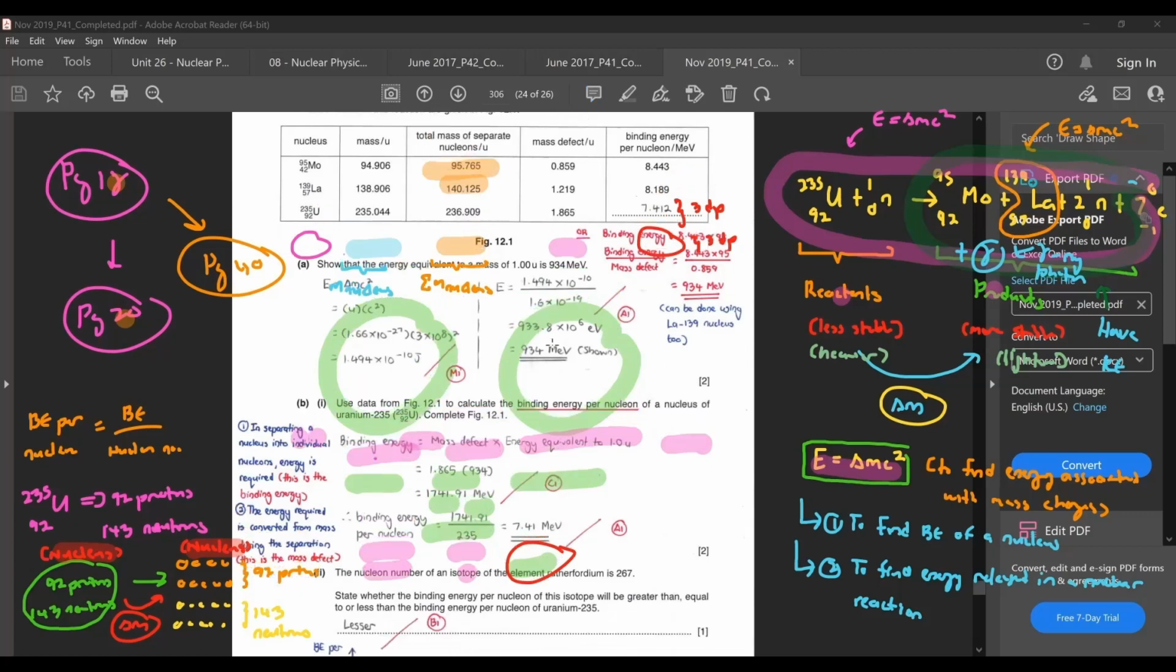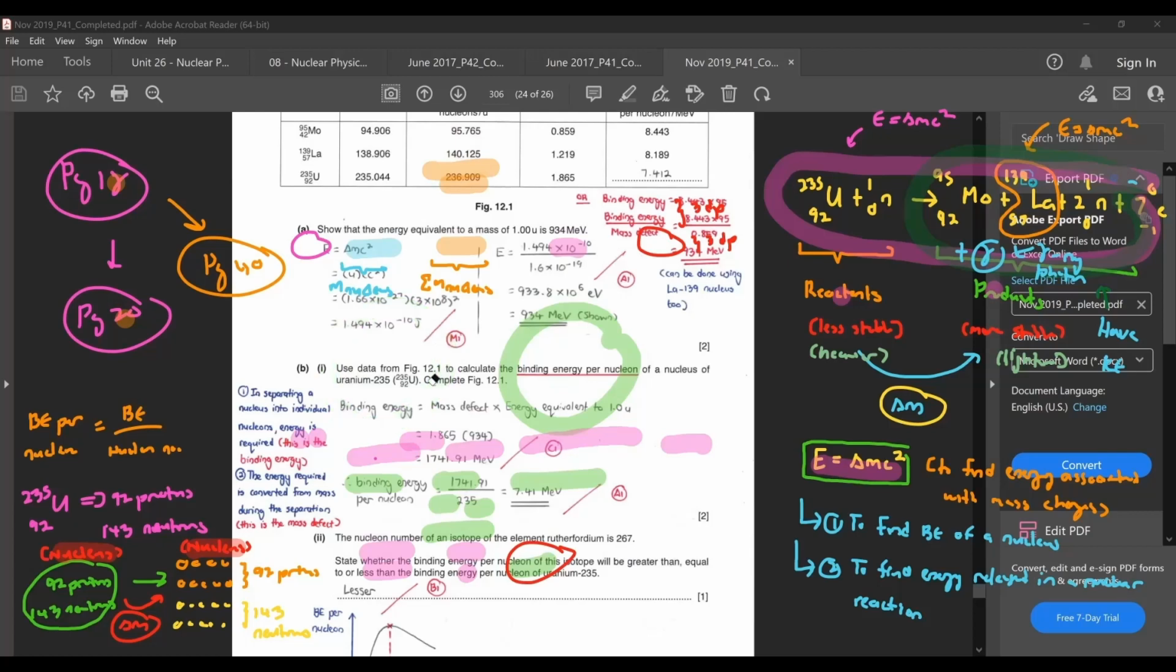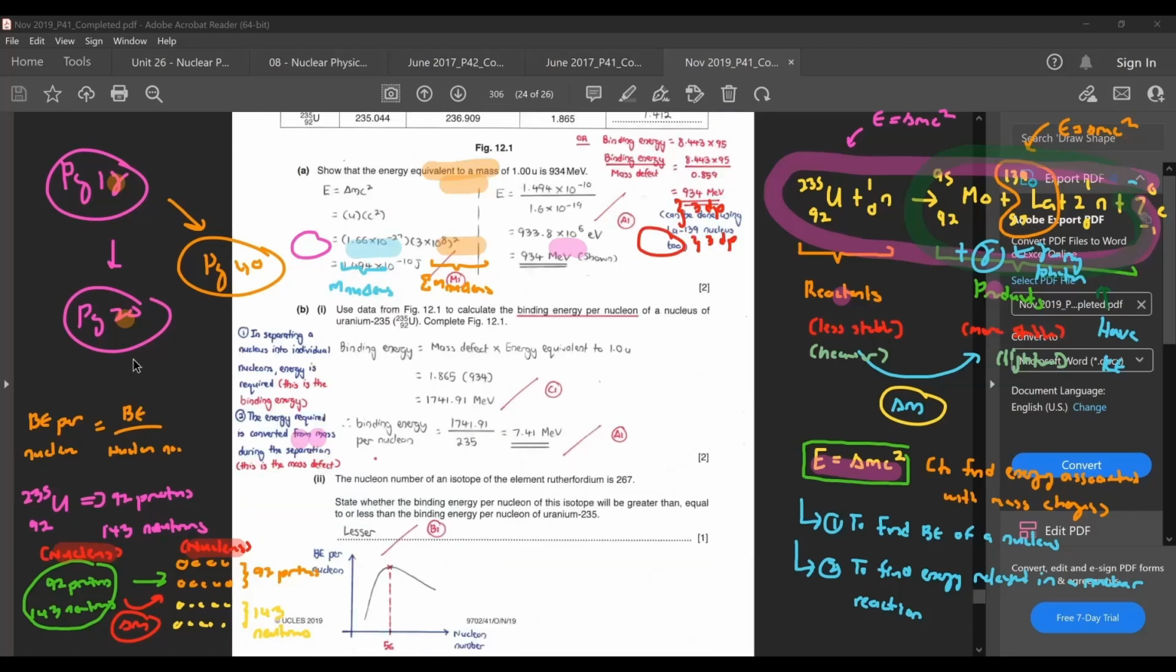Okay, then part 2. Part 2 is referring to this one. Now, for part 2, they mention this. The nucleon number of an isotope of the element Rutherfordium is 267. State whether the binding energy per nucleon of this isotope is greater, equal, or less than the binding energy per nucleon of uranium-235. So we did a question similar to this just now, just that this time we don't have to explain why. So your B per nucleon graph, you recall it is actually this one, right? So the peak will always belong to 56.